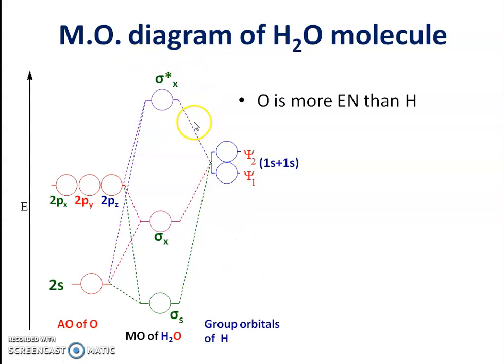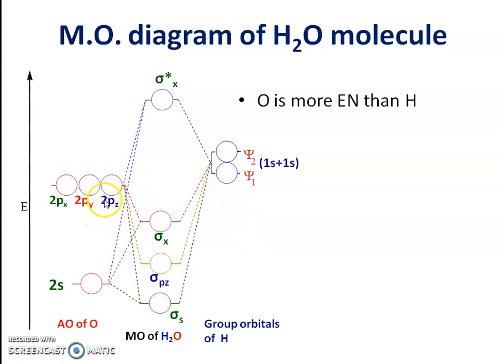Now there is a formation of one more orbital with the combination of 2s, 2px and psi 1, that is sigma star x. It is an anti-bonding molecular orbital, and here the 2s atomic orbital of oxygen combines with the 2px atomic orbital of oxygen, as well as they combine with psi 1 group orbital. There is an out of phase combination between 2s and 2px, as well as between 2px and psi 1, and it results in the formation of anti-bonding molecular orbital sigma star x.